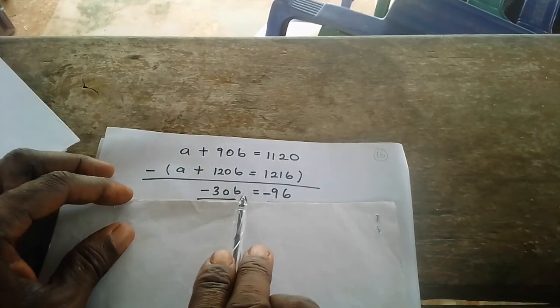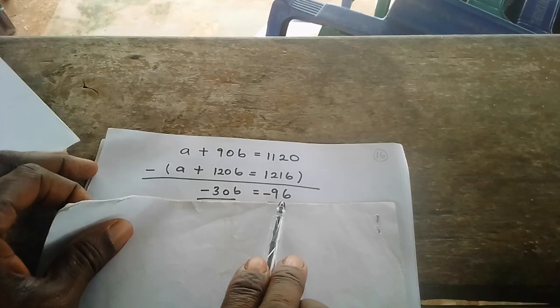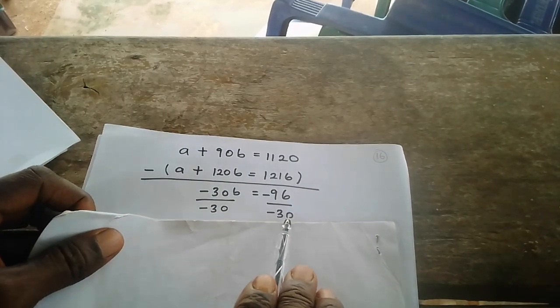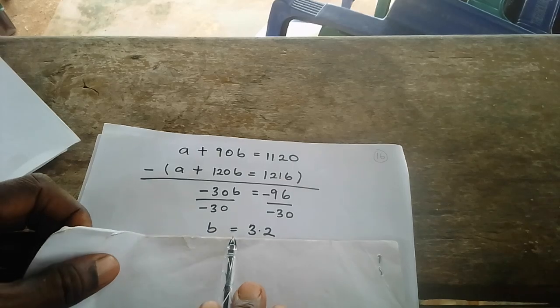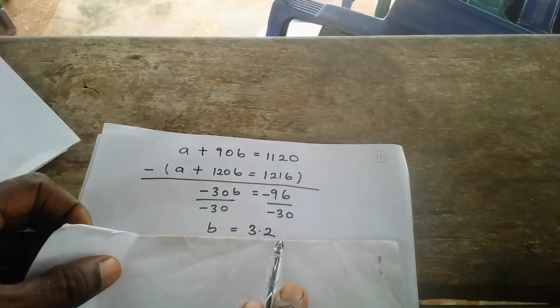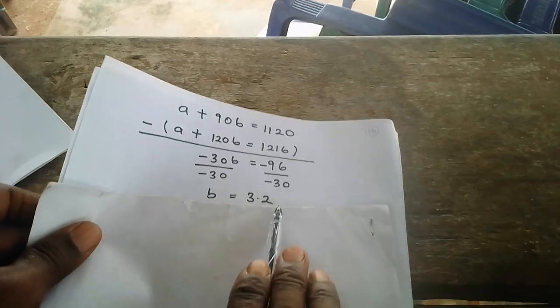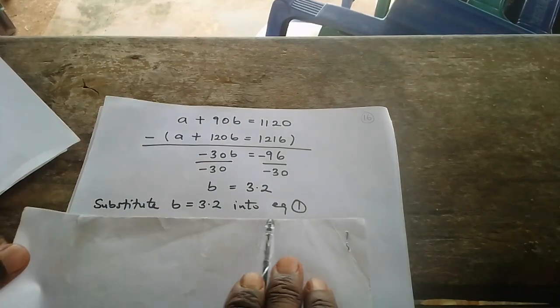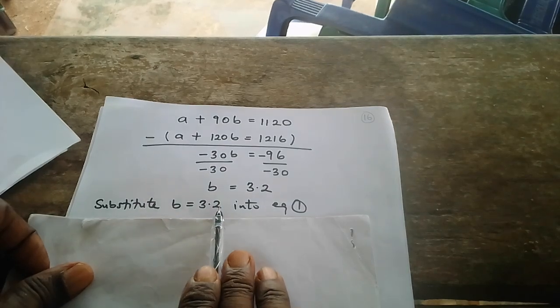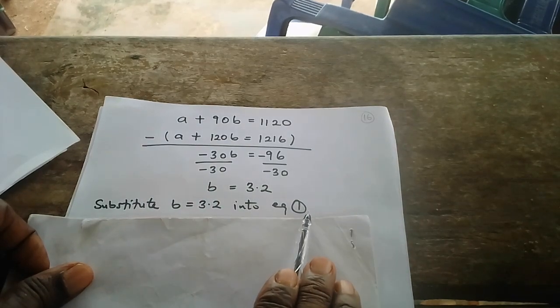So minus 30b is equal to minus 96. So you divide both sides by the coefficient of b, which is minus 30. So that means the value for b can be what? Minus 96 divided by minus 30 will give us 3.2. So you now substitute the value of b into equation 1. Substitute b is equal to 3.2 into equation 1.